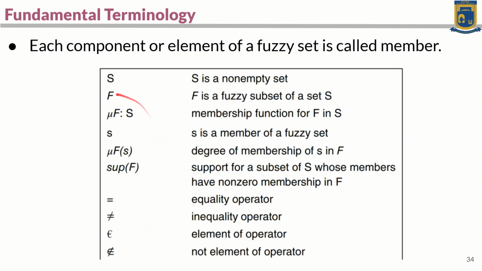So here, we have the member or element-of operator, not an element, and not equal to, equality. This is telling you it's a set that's not empty. This is a fuzzy subset, and this is a membership degree or a membership function.